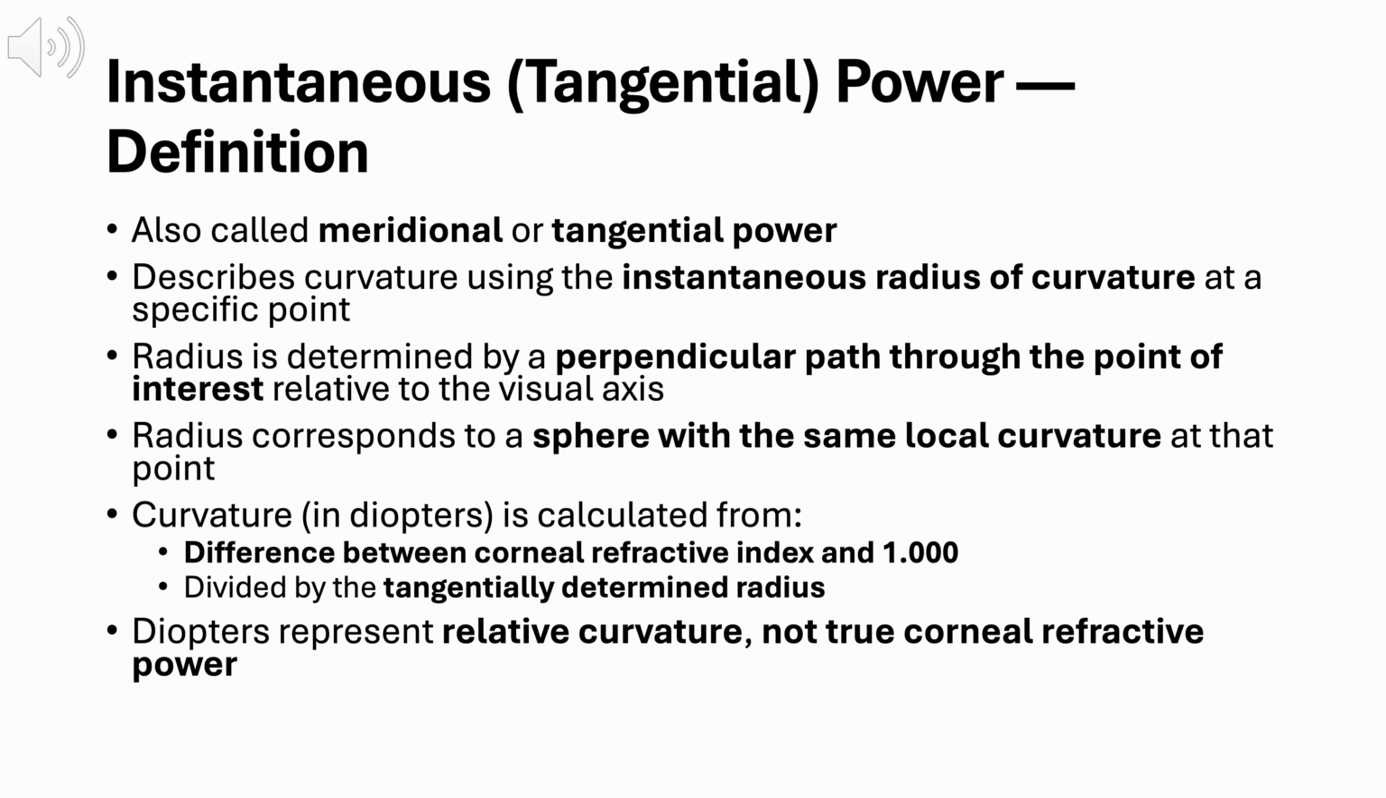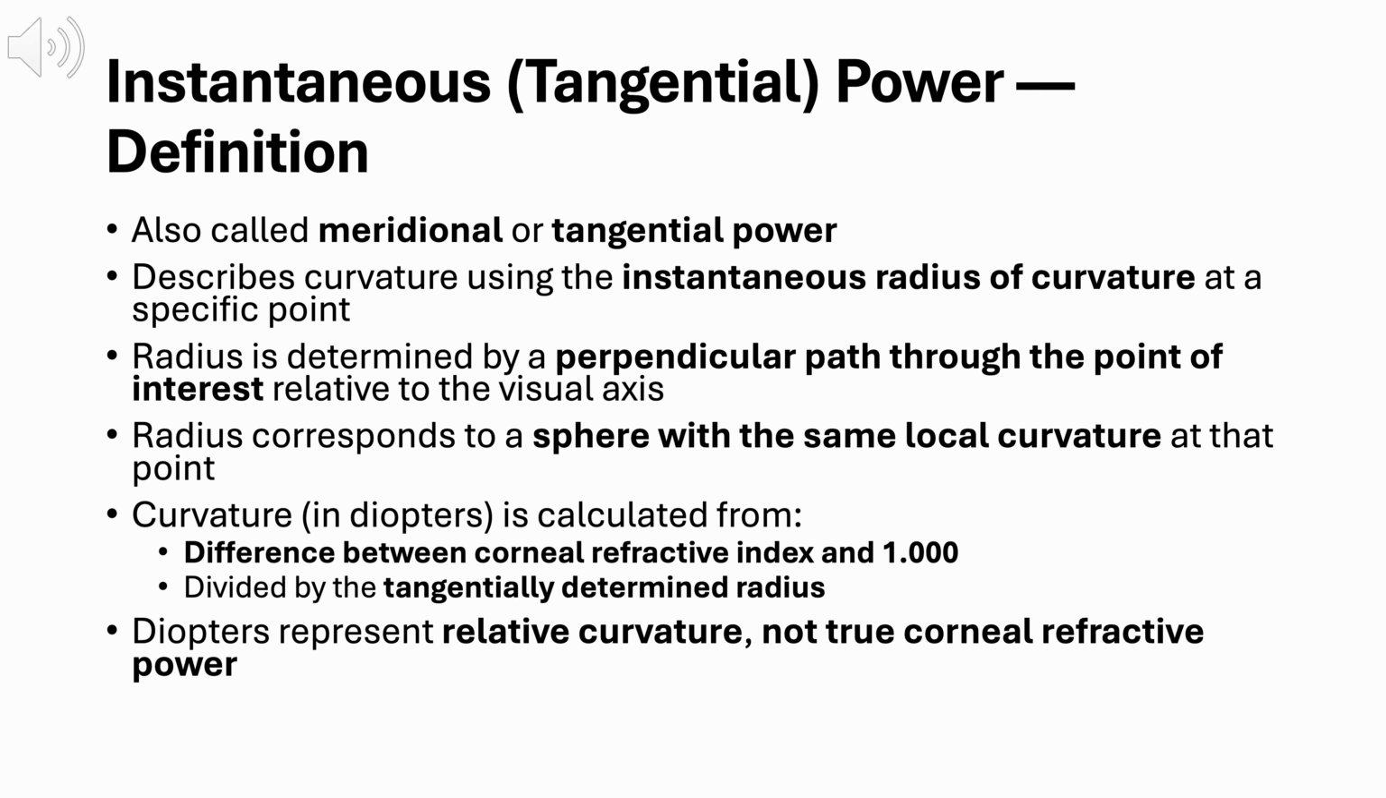Now we'll define instantaneous power, also called tangential or meridional power, and contrast it with axial power. Instantaneous power describes corneal curvature at a specific point, using the instantaneous radius of curvature at that exact location. Instead of referencing everything back to a single axis, it looks at how curved the cornea is right where you're measuring it. The radius is determined by drawing a perpendicular path through the point of interest relative to the visual axis. That local radius corresponds to a sphere that has the same curvature as the cornea at that one point.